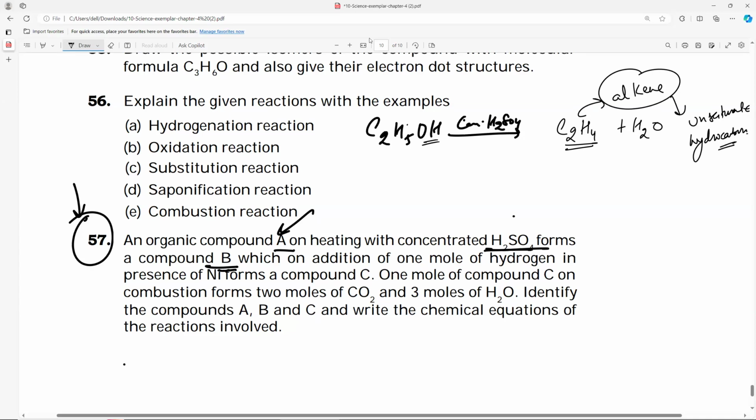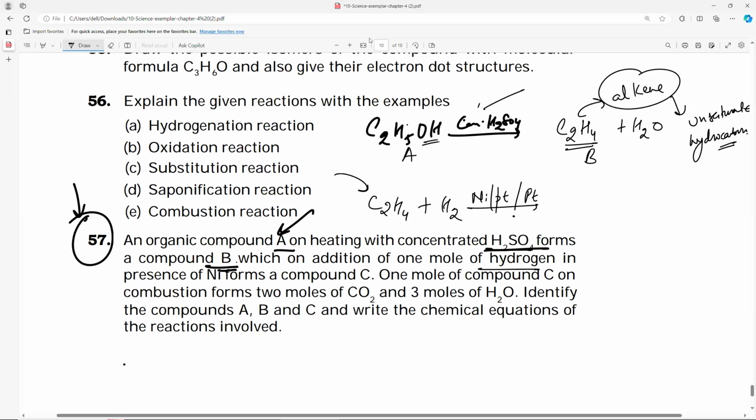You understood? Now tell me, this is compound A and this is compound B. It is saying that B, on addition of 1 mole of hydrogen gas. So when you have B, C2H4, and you pass hydrogen gas to it in the presence of nickel, palladium or platinum, what is going to happen? Name the type of reaction that is called.